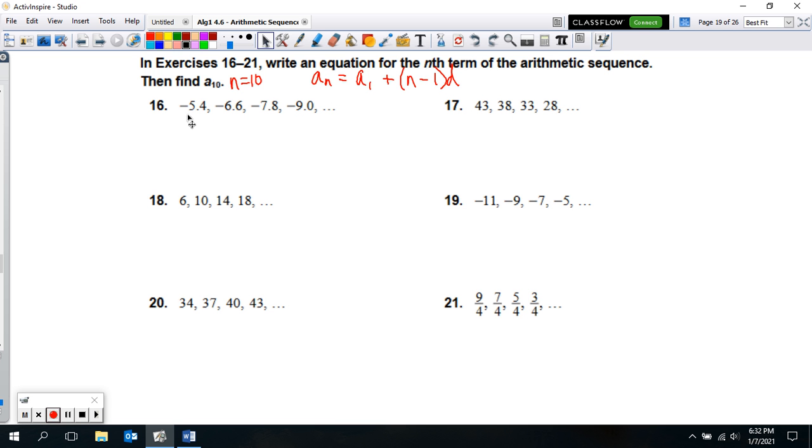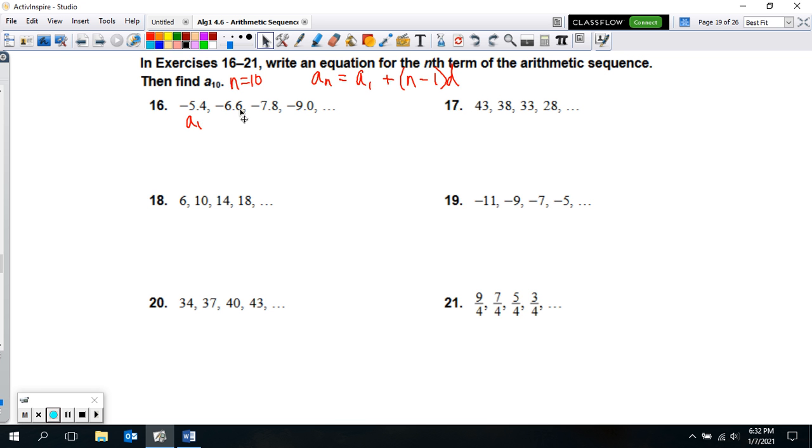So a of 10. So the first thing to look at is our first term on this one, number 16. I'm going to do a few of them. I'll have you do a few. So I'm going to do 16 right now. Negative 5.4 is our first term. Our common difference, that's what we need to figure out. So it looks like it's going down here in this case. It's getting a bigger negative, and the common difference is definitely a decimal.